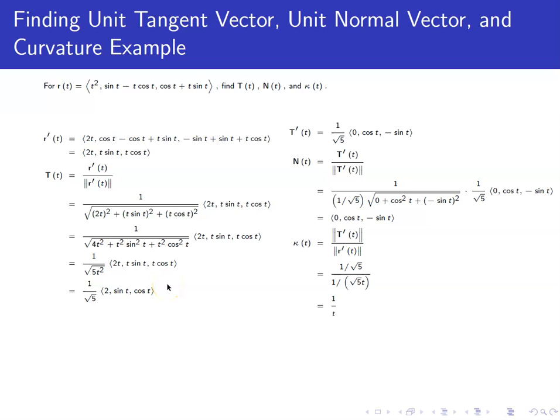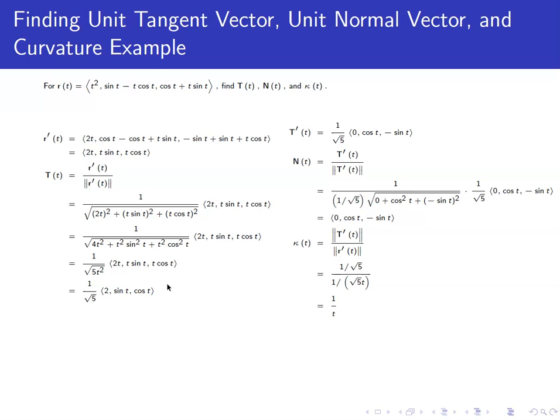In this video, we're going to look at an example of finding the unit tangent vector, unit normal vector, and curvature of a function in terms of t. So we're given the vector valued function t squared sine t minus t cosine t and cosine t plus t sine t. We're asked to find the unit tangent vector, the unit normal vector, and the curvature, all in terms of an arbitrary t.